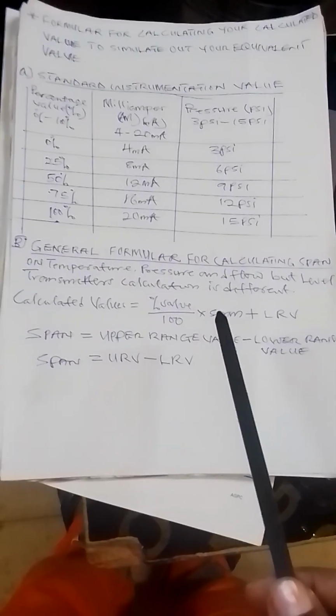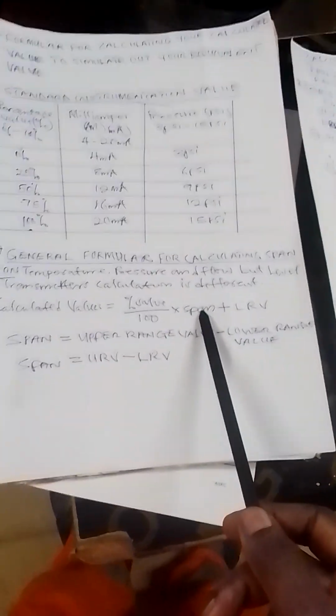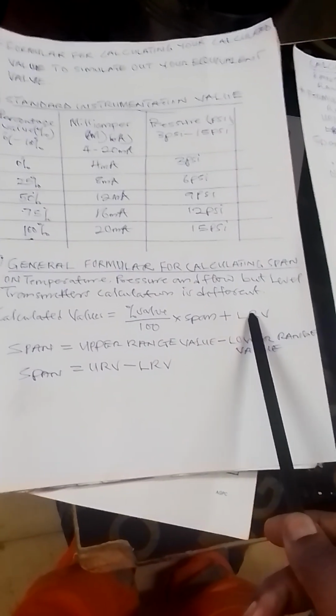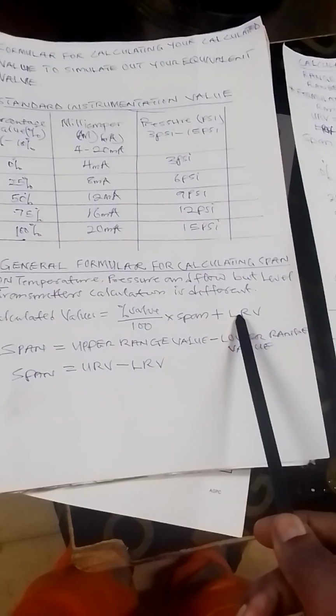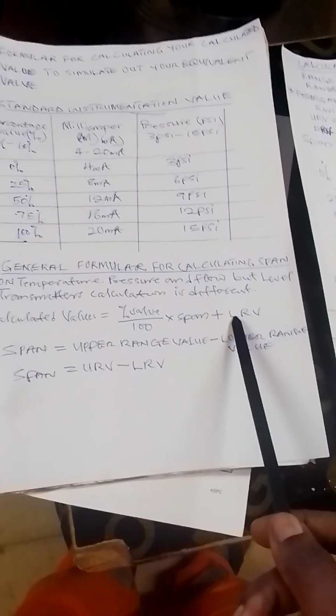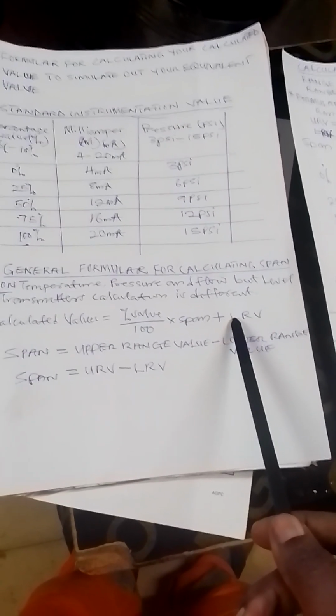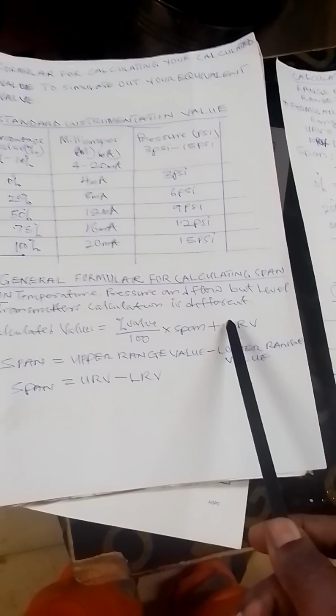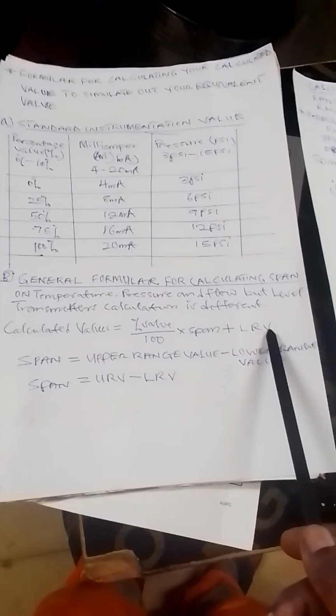This is your percentage, from year to year: your percentage times span. You see, this is your span. This is your span times span plus your low value, the low range value. This is your lower range value.